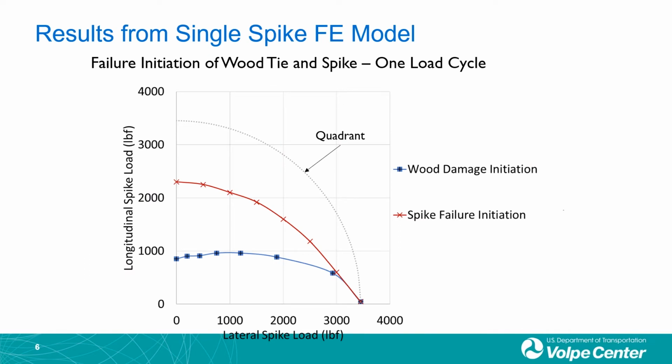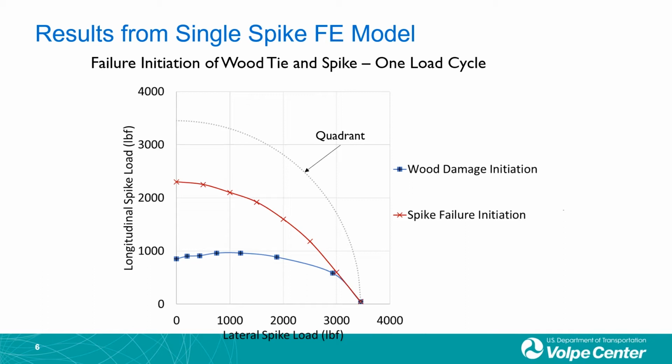One of the benefits of using the single spike finite element model is that we're able to create a failure envelope that shows the minimum spike load required to initiate wood tie damage and spike damage in either lateral, longitudinal, or both directions. What this figure tells us is that the curves are the threshold values that cause wood tie damage or spike damage. Any spike load inside the curve is considered a safe load that is not going to cause any damage. Any load outside the curve is going to initiate either wood or spike failure.